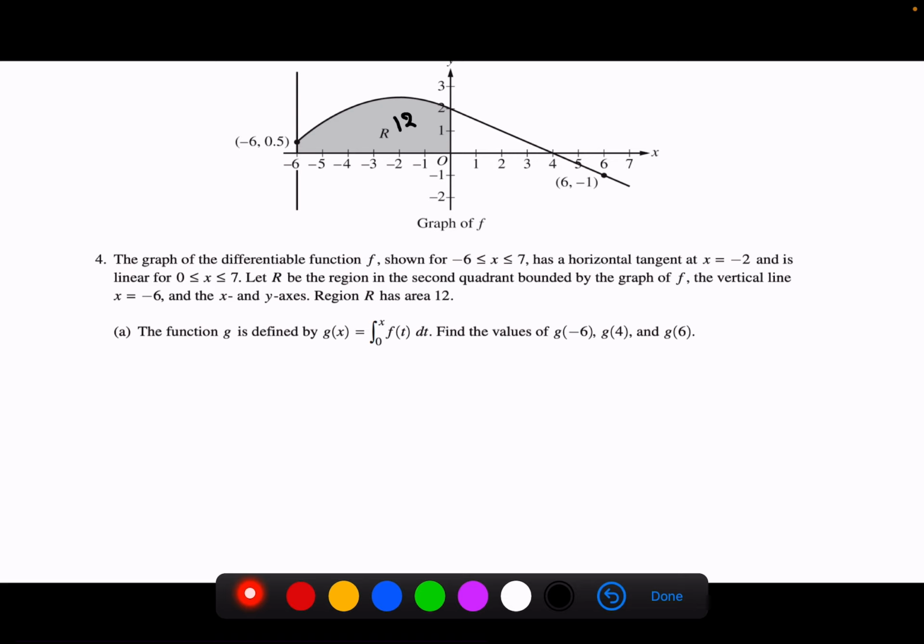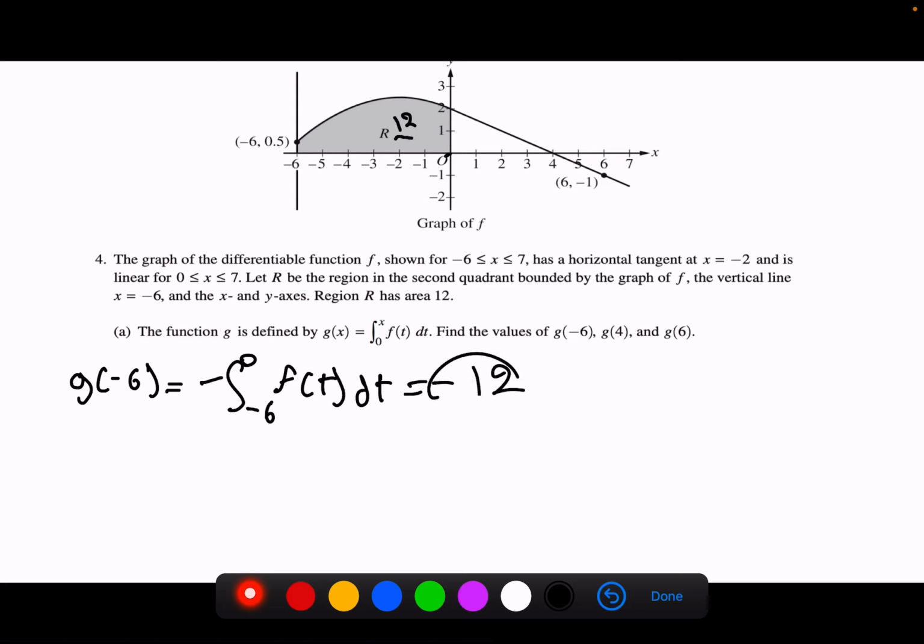The function g is defined by g of x equals the integral from 0 to x of f of t dt. Find the value of g of -6, g of 4, and g of 6. Let's start. To find g of -6, we take the negative integral from -6 to 0 of f of t dt. That's actually given to us, it's 12. But let's not forget the negative sign, so -12.